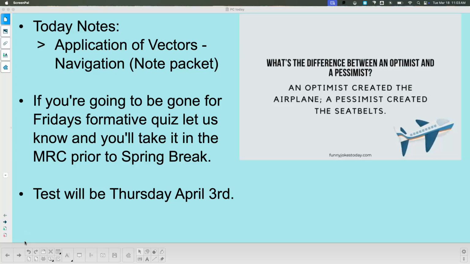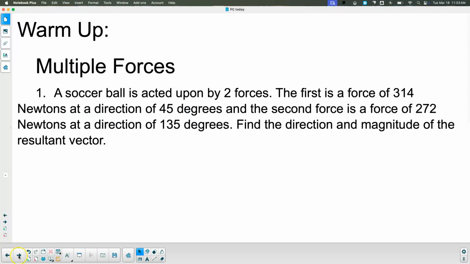With that being said, we have one multiple forces warm-up problem for you to do from our last class on Friday. A soccer ball is acted upon by two forces. The first is a force of 314 newtons at a direction of 45 degrees. The second force is a force of 272 newtons at a direction of 135 degrees. Find the direction and magnitude of the ball. Basically, the resultant vector of the ball. Good warm-up problem. Let you have at it. Go.